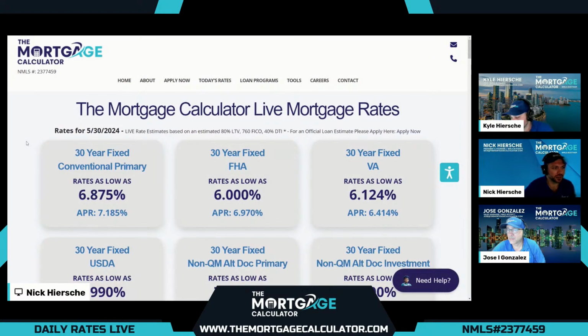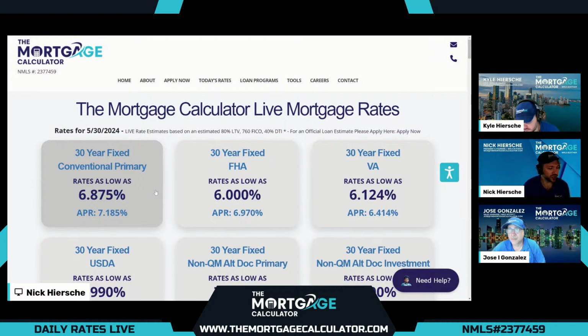All right. So for our rates today, the first option we typically look at for most customers looking for a primary home is our 30-year fixed conventional option at the top left here. Rates as low as 6.875 today. Final APR comes in at 7.185, which is about the same as it was yesterday. We were lower than 7 for a while there, and we recently ticked back up. Hopefully, we see that go back down here.